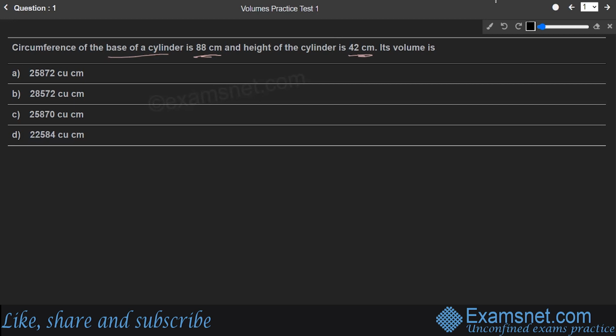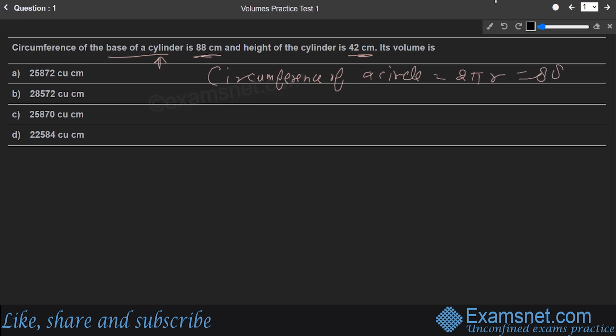He says the circumference of the base of the cylinder is 88 centimeters. The base of a cylinder is always circular, so the circumference is nothing but the circumference of a circle. The circumference of a circle is nothing but 2 pi r. So this 2 pi r value is given to be 88 centimeters.